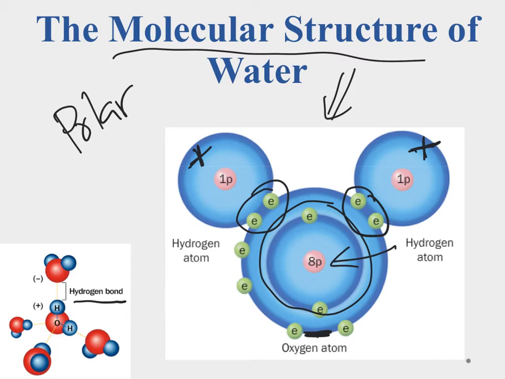So because this hydrogen is slightly positive and this oxygen is slightly negative in nature, remember, opposites attract, and those two are going to kind of hold on to each other in a weak bond. But if we get enough of them there, then we can kind of see how water has some unique properties because of this.